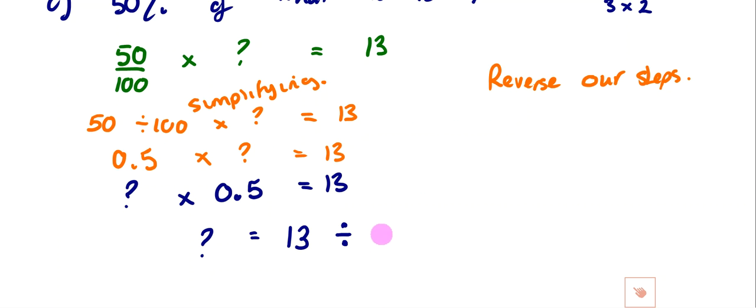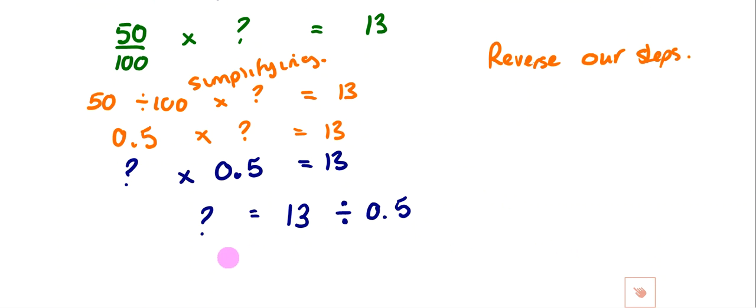Dividing by 0.5. Now, some of you will know that's the same thing as multiplying by 2. But what I'm trying to give is a structure that everyone can follow every time, when the numbers get a bit harder. So can we all just do what is 13 divided by 0.5? 26. So the question mark is 26.